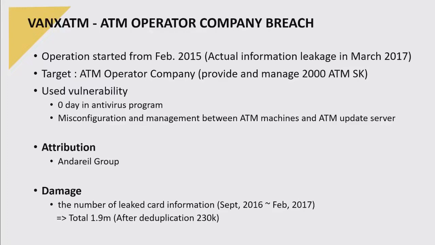And their target is an ATM operator company, and they provide and manage over 2,000 ATM machines in South Korea. They use mainly two vulnerabilities in this attack. The first is a zero-day exploit to an antivirus software used by this ATM company. And the second is the misconfigurations and management between ATM machine and the ATM update server. We'll talk more about this. The malware in this attack and their TTPs are attributed to a group named Andariel. And unlike the first instance, this instance actually caused a lot of damage. Totally about 1.9 million card information was stolen and eventually sold in the Chinese black market.